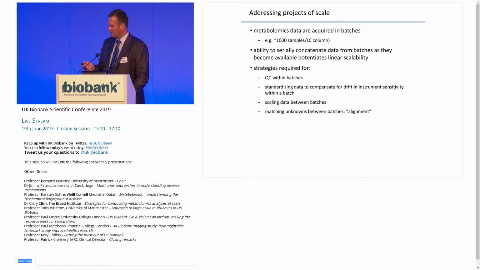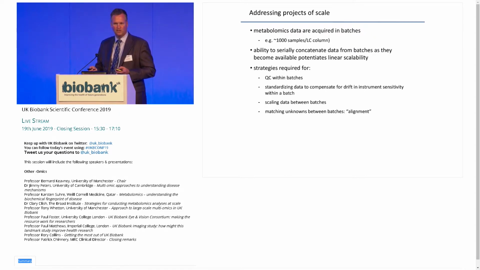In order to do that, you have to have a number of strategies. One is to have good QC within each batch of samples that you're going to analyze. You have to have strategies for standardizing the data for drift in instrument sensitivity within each batch. These are mass spectrometers, and the sensitivity can drift through time, and a batch, in our case, may take a month to acquire. Then you have to be able to scale the data between batches. And last but not least, probably the biggest challenge for working with the non-targeted data is that you have to have a means to align the unknown metabolites.